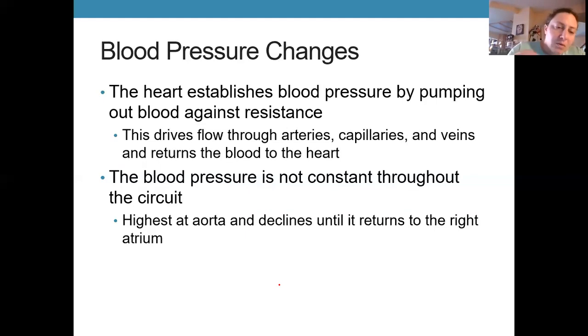So we know that because blood is going to move or flow down its gradient, it's got to be at the highest at the beginning and the lowest at the end, because otherwise we're not going to achieve flow through the entire system.